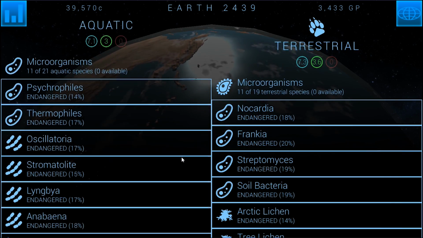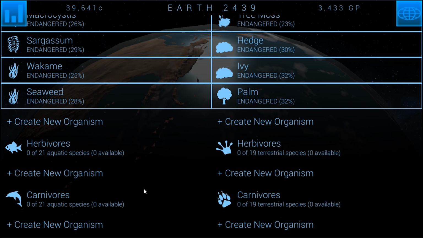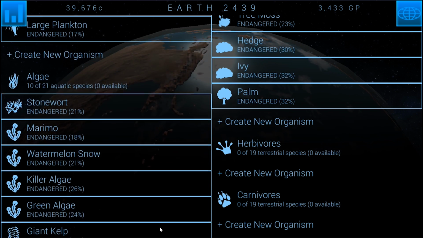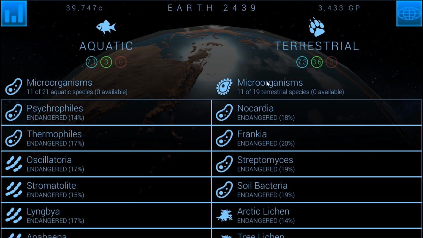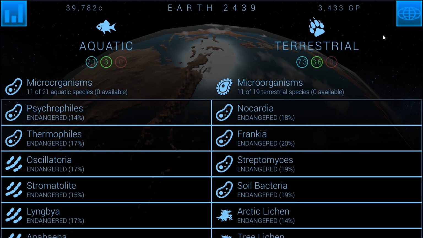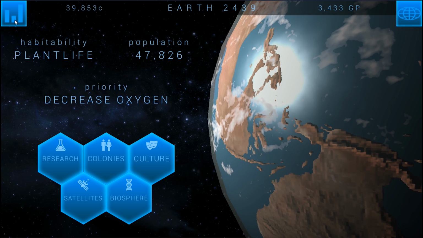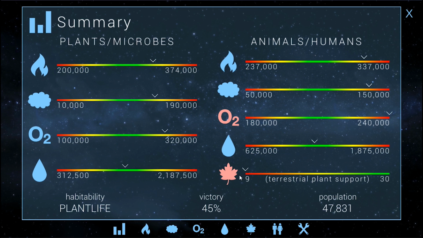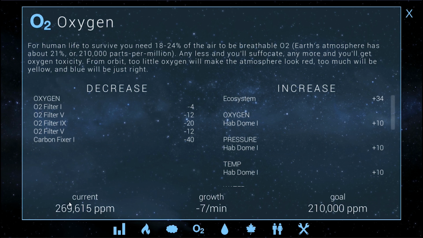Right now the biosphere is completely messed up, and that's primarily because of the oxygen levels. That's what I'm trying to say. The oxygen levels are all messed up. Once this goes down, we'll see the biosphere actually probably come back to life. Oxygen pretty much killed everything off, so.